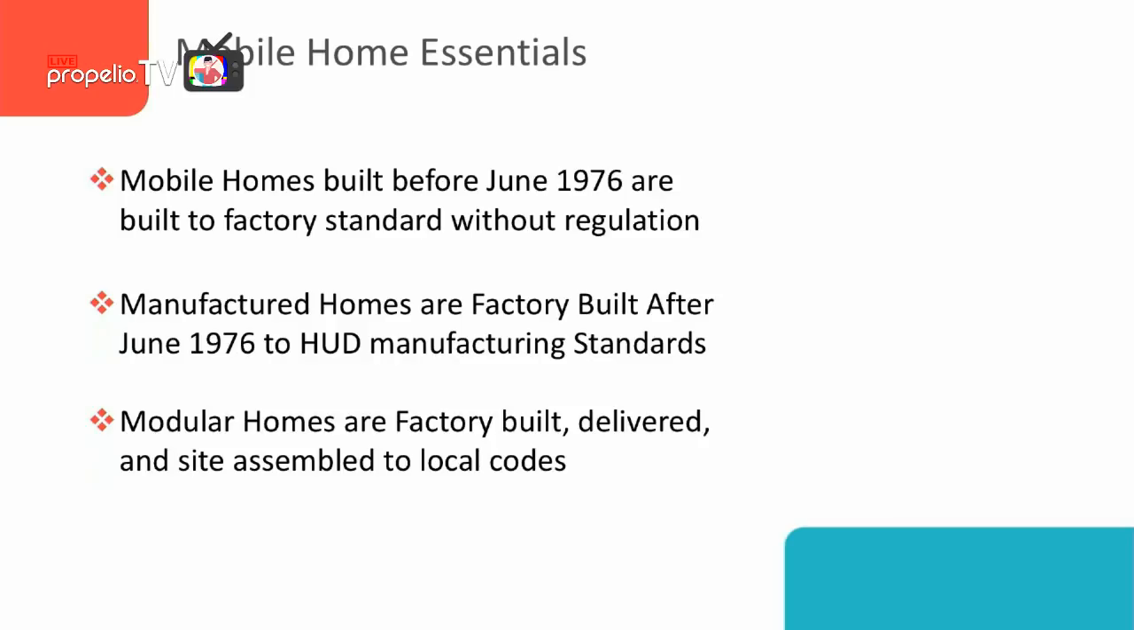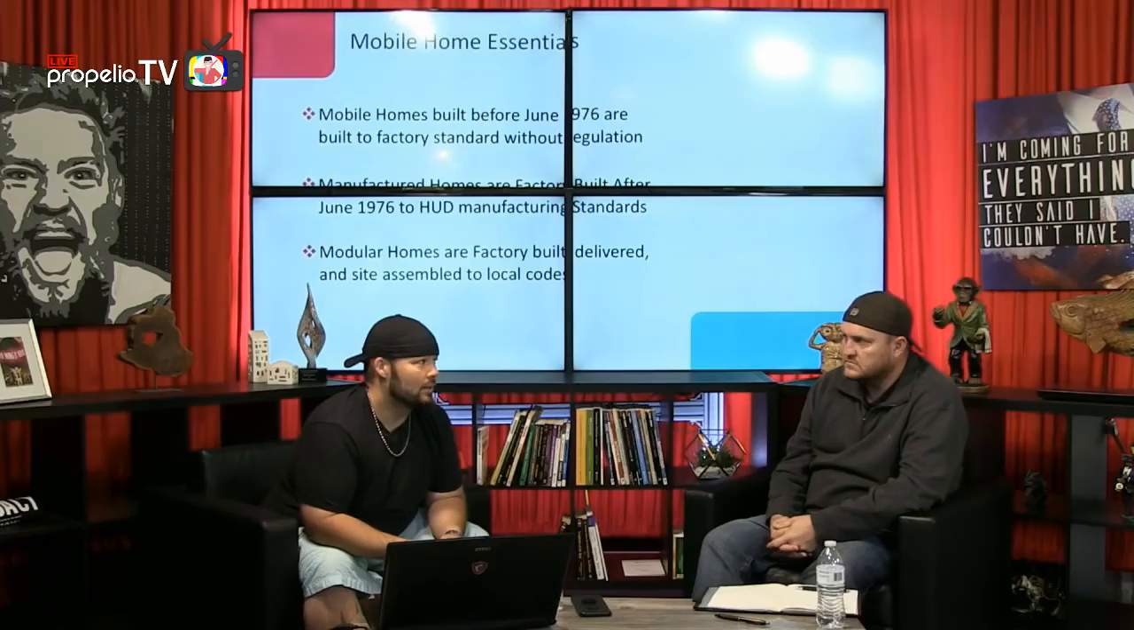Modular homes are factory built, delivered, and site assembled to local codes. So one of the biggest differences between a modular home and a manufactured home is a manufactured home is built to HUD standards. A modular home is built to local code. Big difference. But it's still delivered. Still delivered sectionally.